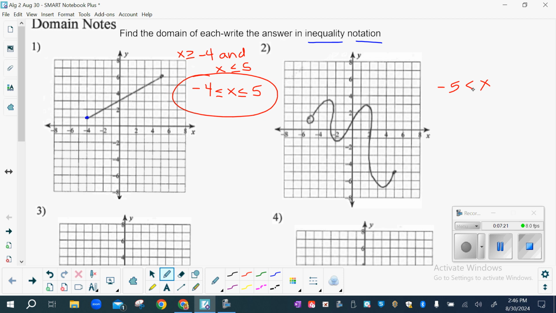It's less than. So what do you think about what Aiden just said? He said it's less than this. How do we know that? How do we know whether it's less than or less than or equal to? It has to do with this circle. Is this circle open or closed? Open. So it is not including the -5.